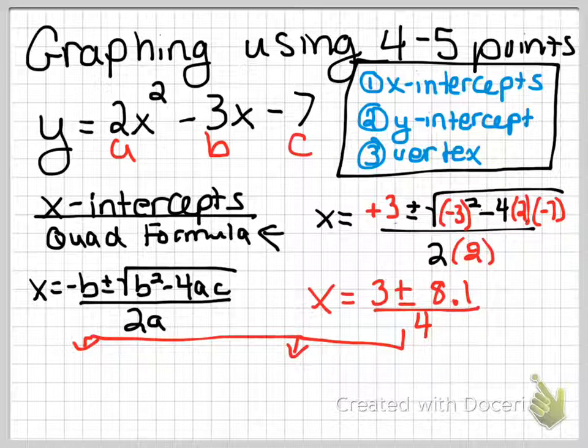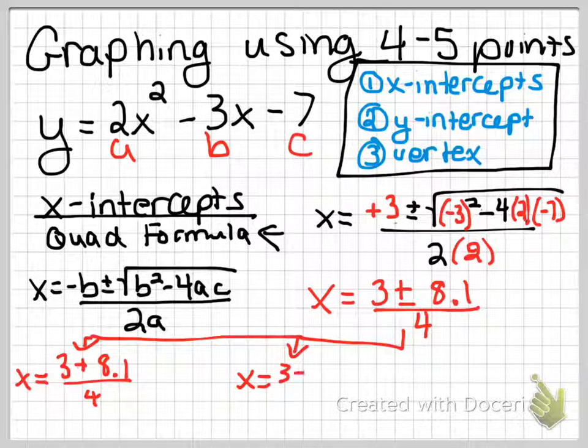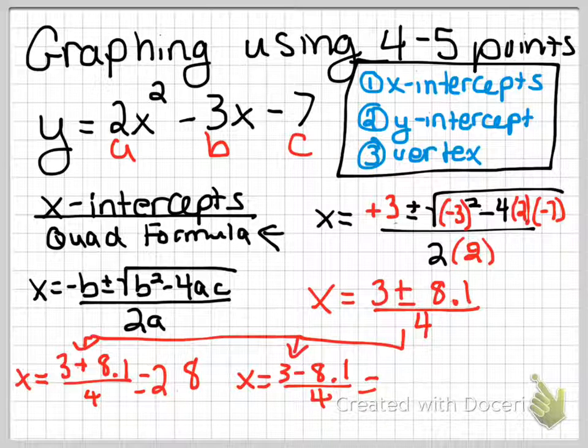We'll do it this way so that we can get away from that plus or minus. So I'm going to have x equals 3 plus 8.1 divided by 4. And I'm going to have x equals 3 minus 8.1 divided by 4. So I'm going to calculate. 3 plus 8.1 gives me 11.1 divided by 4. I get 2.8. And then 3 minus 8.1 divided by 4 gives me negative 1.3.